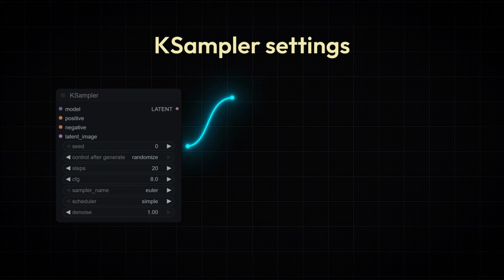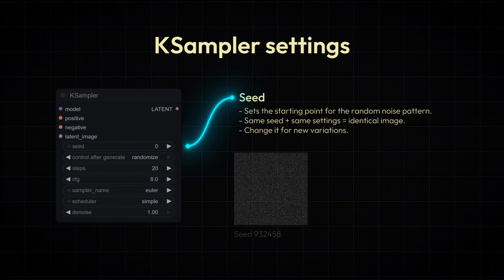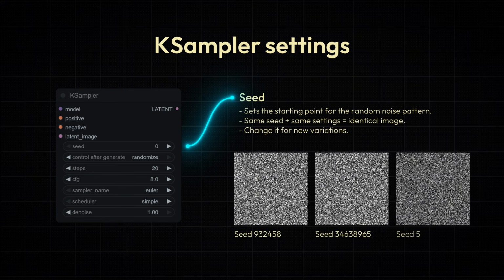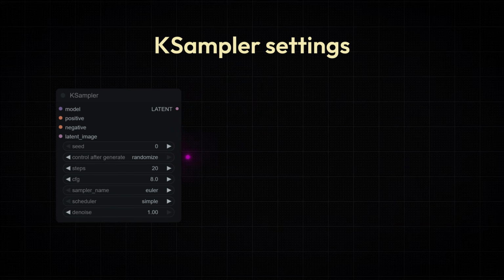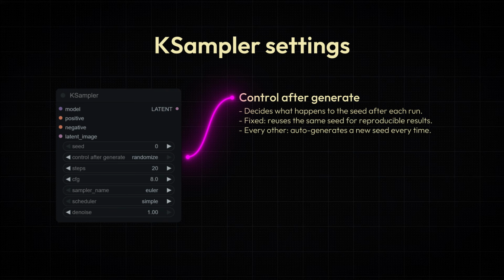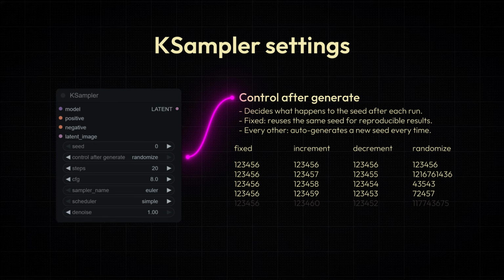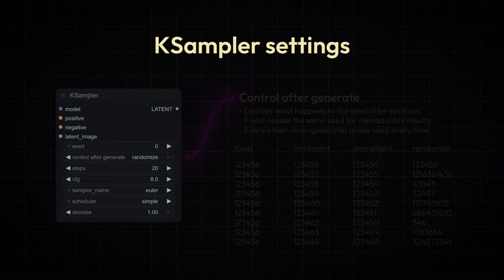Starting at the top, we have the seed value. The seed is basically the starting point for the random noise that kicks off the generation process. Think of it like rolling a die. Every number gives you a different initial pattern of noise, which leads to a slightly different image. If you keep the same seed and settings, you'll get the same result again. This is really helpful when you want to reproduce or tweak an image later. If you want something completely new each time, you can either change the seed manually or set Control After Generate to anything else than fixed, which automatically picks a new seed every time you run the workflow.